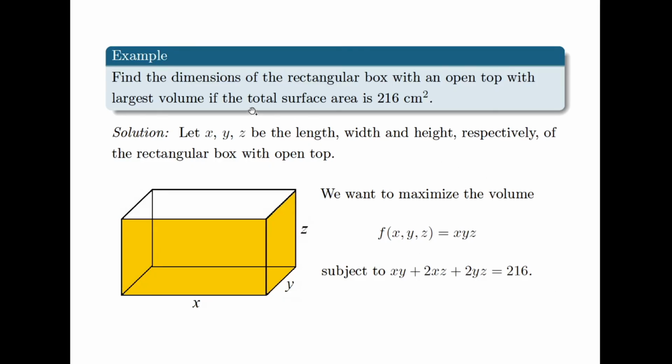The constraint is that the total surface area of this open box should be 216 square centimeters. So we solve for the total surface area of this box, which is given by xy, corresponding to the area of the base, plus 2xz, corresponding to the area of the back and the front faces of the box, and 2yz, corresponding to the area of the two sides of the box. So now that we have identified our objective function and our constraint, we can let g(x,y,z) be xy + 2xz + 2yz.